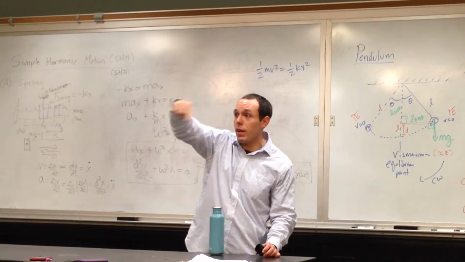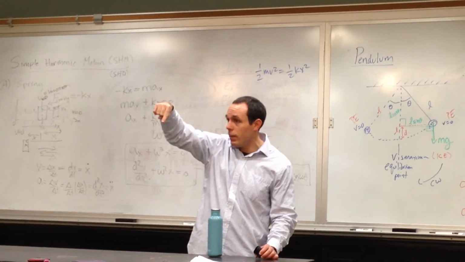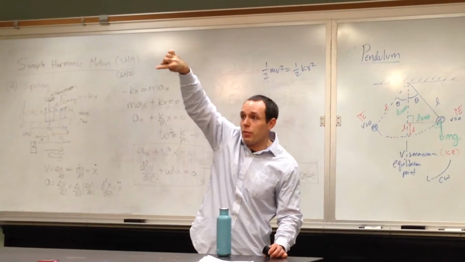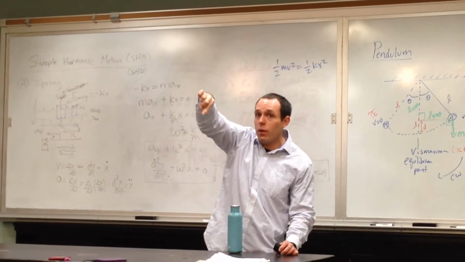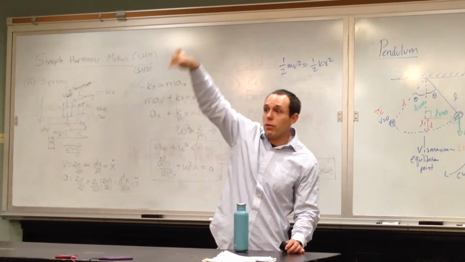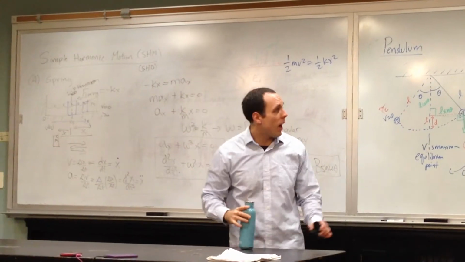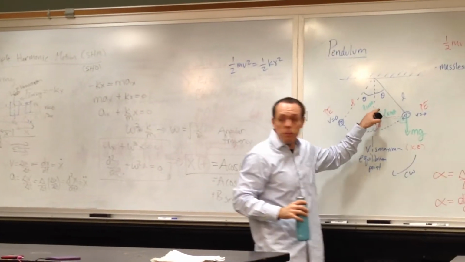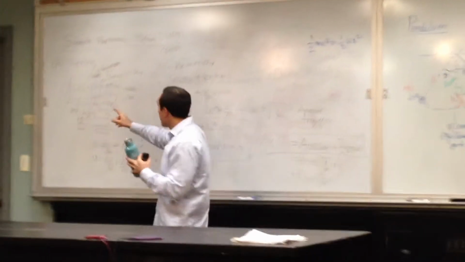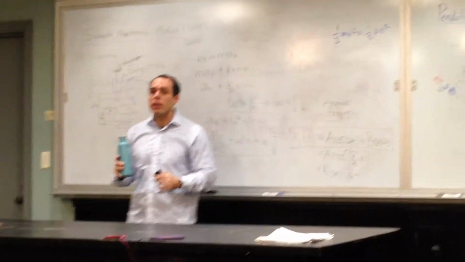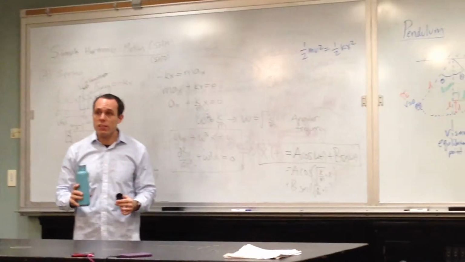X is moving left to right, y is moving up and down, but the angle theta is going from some maximum value to 0, to some maximum value to 0, to some maximum value. So it's oscillating about this point. Just like here, the spring is oscillating about the equilibrium length, the rest length of the spring.